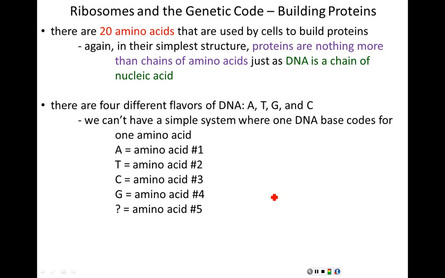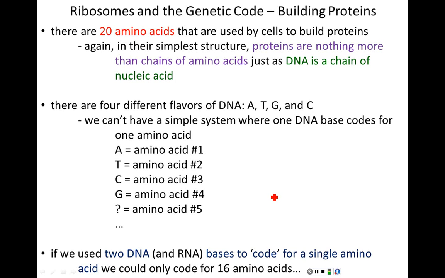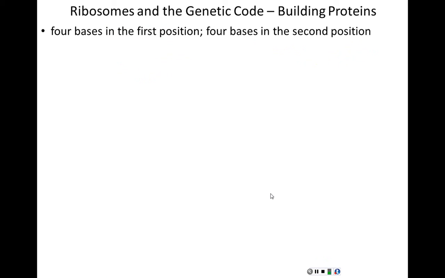We need some way where nucleotide sequences carry the information for amino acid placement. Let's try 2. Let's say 2 DNA nucleotides, and therefore RNA nucleotides once we've done transcription. Let's say 2 bases codes for or carries the information for a single amino acid. Well, if we do that, we're actually only good for 16. We've got 4 bases in the first position. We've got 4 bases we can put in the second position. 4 times 4 is 16. Still not enough. We've got 20 amino acids.